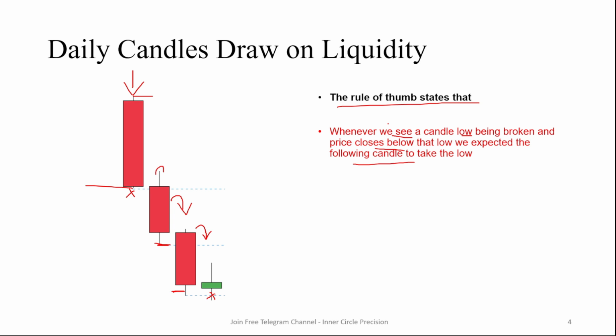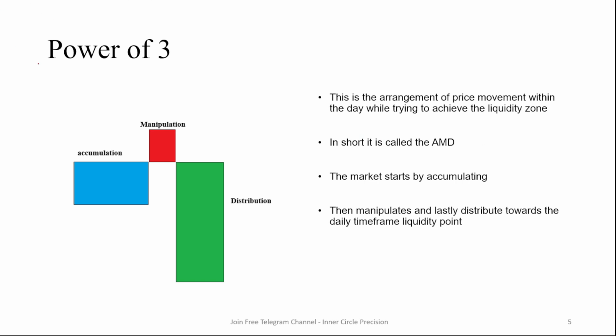All right, so basically after doing all that, we now need to understand the power of 3. Basically, the power of 3 is stating accumulation, manipulation, and distribution. This is the arrangement of price movement within the day while trying to achieve the liquidity zone.